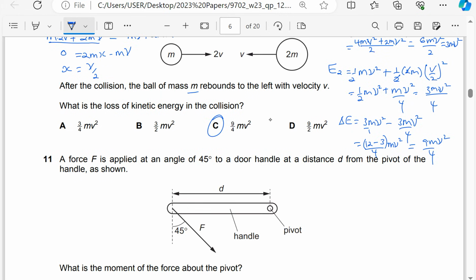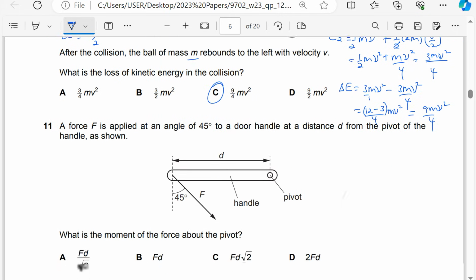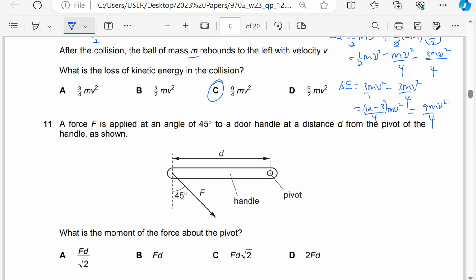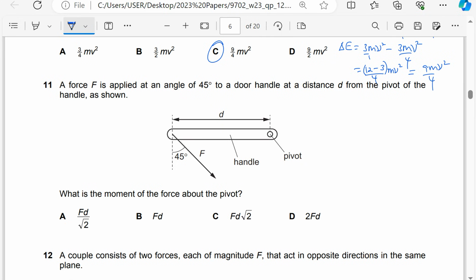Remember, this is over 1, so I just go the LCM or just cross multiply. So a force F is applied at an angle of 45 degrees to a door handle at a distance d from the pivot of the handle as shown here. What is the moment of the force about the pivot?